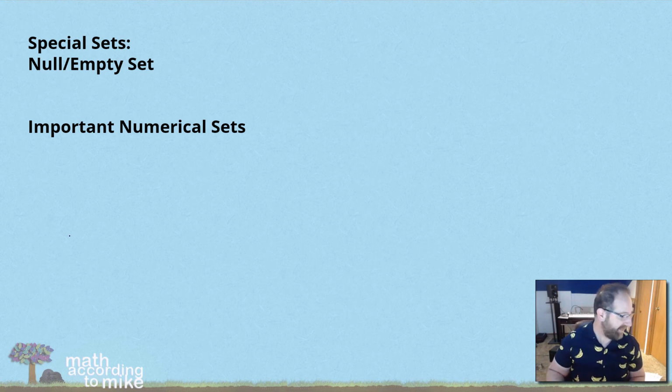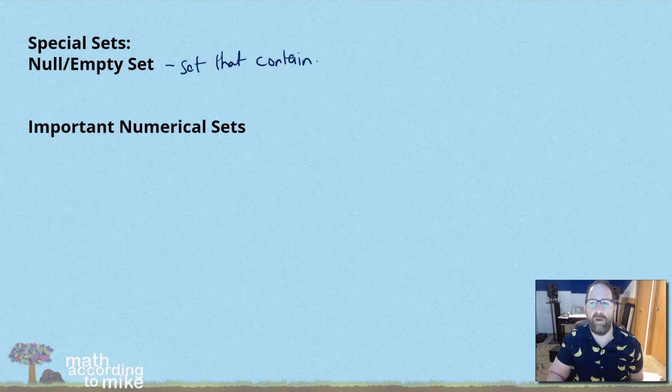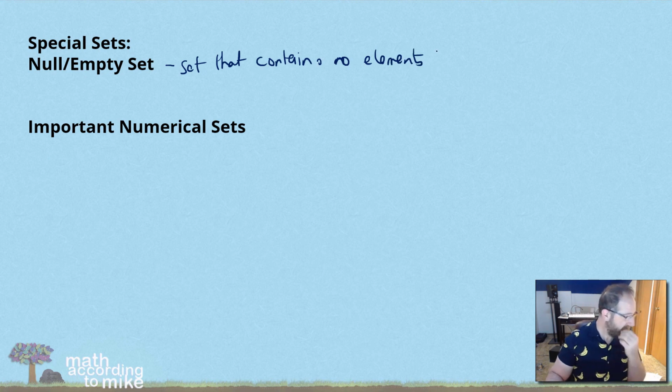Okay, next up, let's talk about some special sets. First off, we'll talk about the null or empty set. The null or empty set, doesn't matter what you call it, is the set that contains no elements. So, as you previously saw in the last video, there was a very true example of the empty set. Because there are no good Vin Diesel movies.